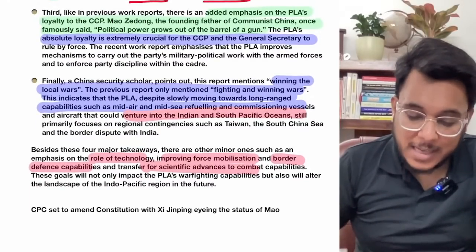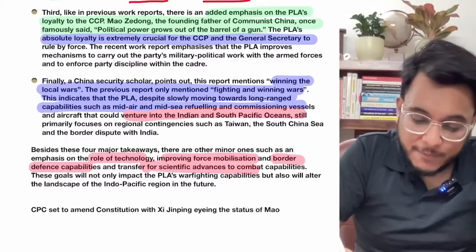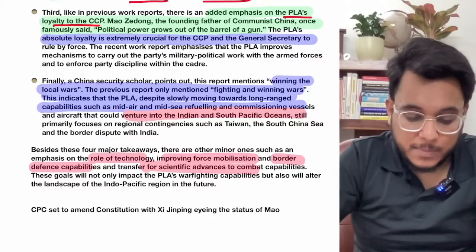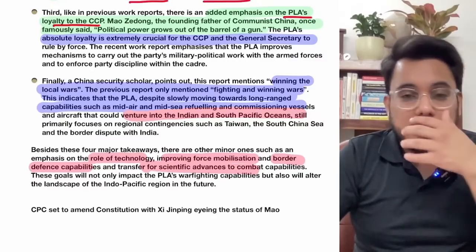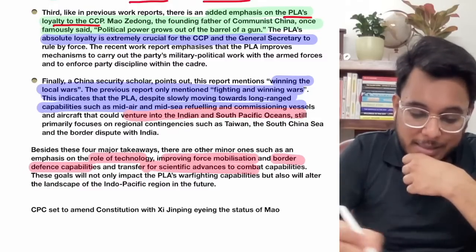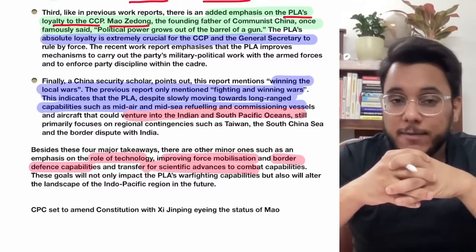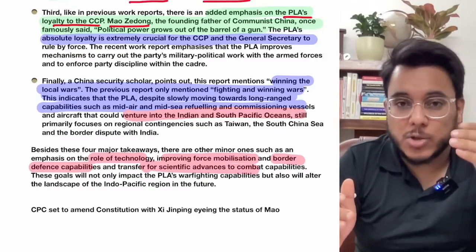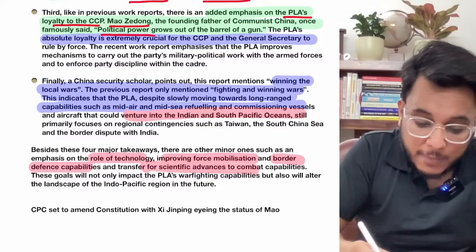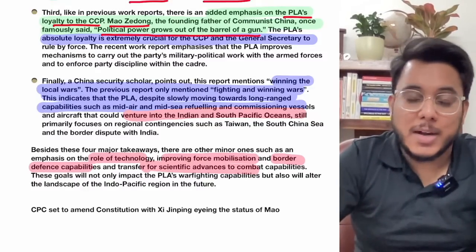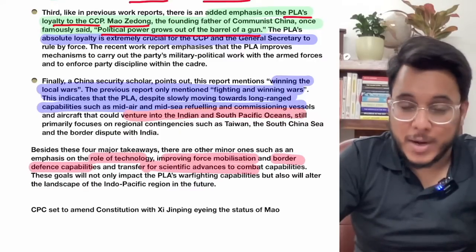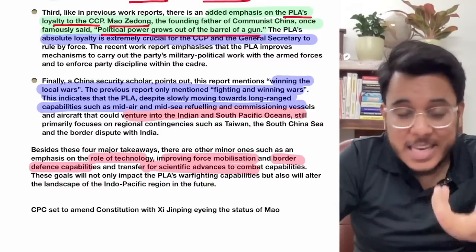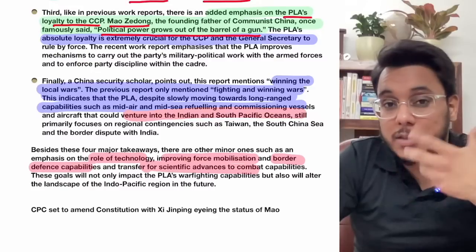Then basically what has happened, China has given an added emphasis on the PLA's loyalty to the CCP, the Communist Party of China. Now understand this, guys, Mao Zedong, who was the founding father of China, said this very famous quotation, and you might also have heard it. He said that political power grows out of the barrel of the gun. So political power comes with military power, and for that, any political leader also needs to have the loyalty of their armed forces.